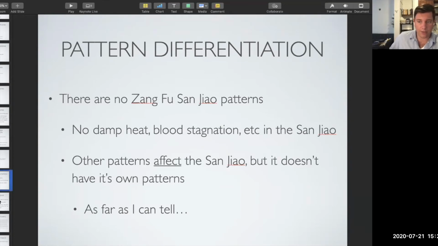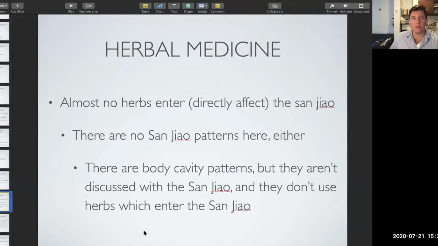And let's use a couple references to back this up. Almost zero herbs enter, which means directly affect, the San Jiao. Something like 50% of herbs are going to go to the stomach, spleen, large intestine, some combo of that. There aren't a lot of herbs that go to the pericardium or the gallbladder. I think there's one herb I can think of that goes to the San Jiao, but its main function is draining fluids out of the body. So that kind of makes sense. But it also might have come from a period where it was in vogue to do that.